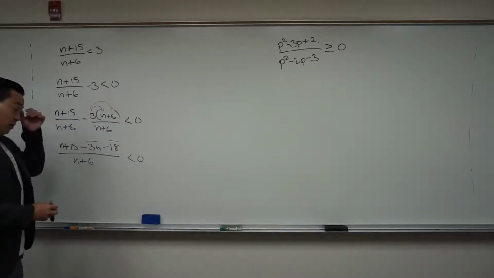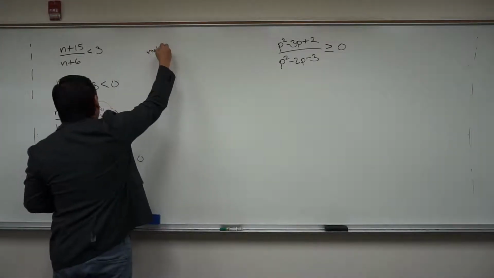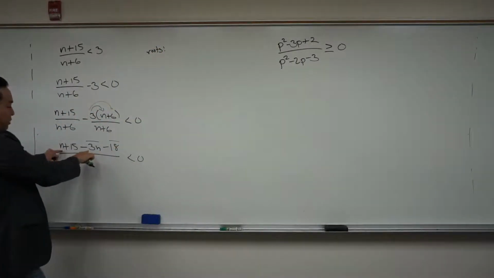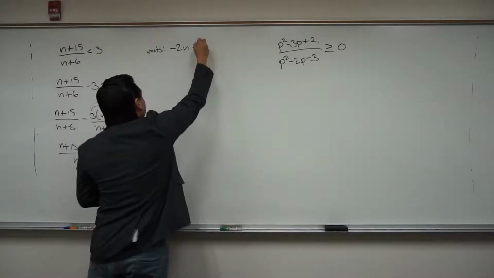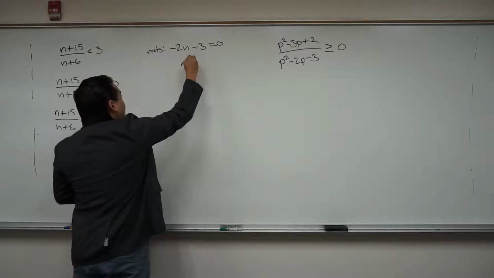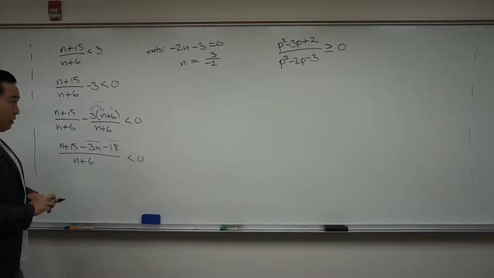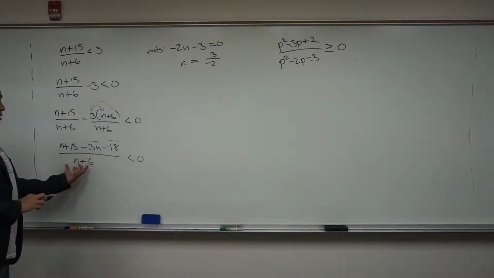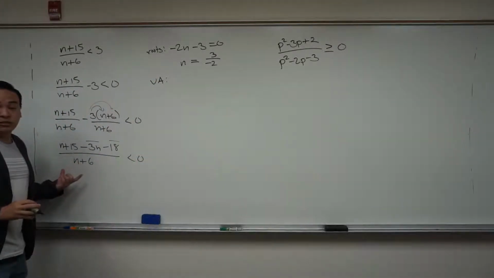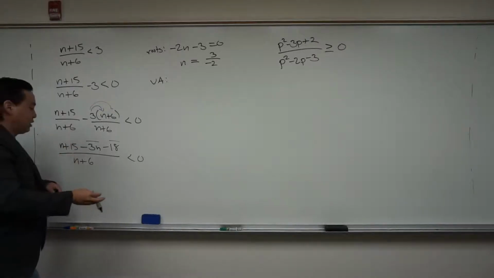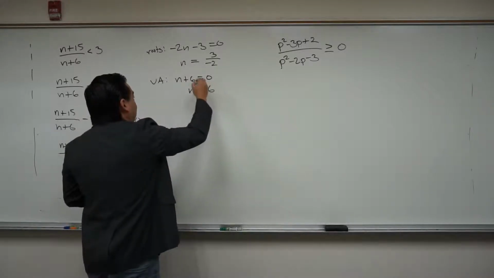Once you have it in this form, we need to find the roots and find the vertical asymptotes. So the roots happen when the top, which is going to be minus 2n minus 3, is equal to 0. So n is equal to 3 over negative 2, or if you want, negative 3 over 2. And then the vertical asymptotes happen when the denominator is 0 after the reduction. So there's no reduction here, and we just get n plus 6 equals 0, so n is equal to negative 6.